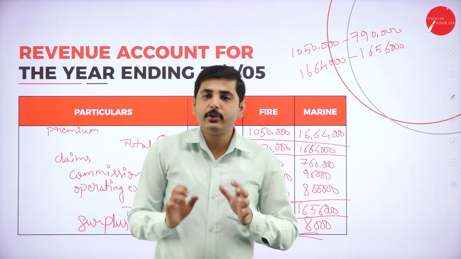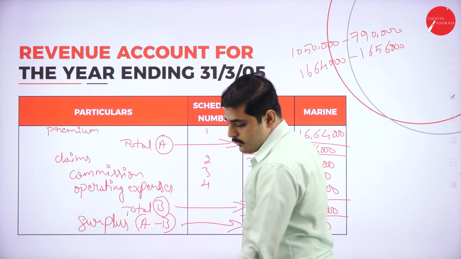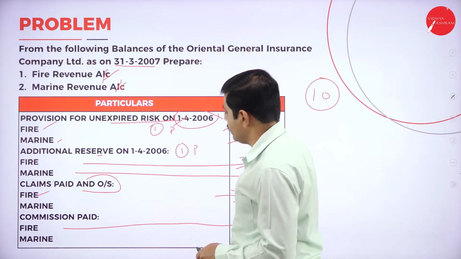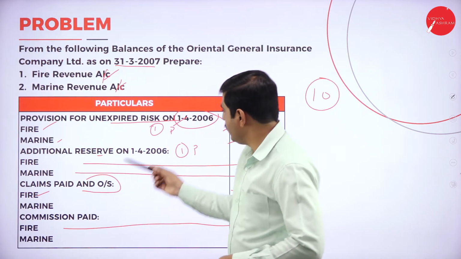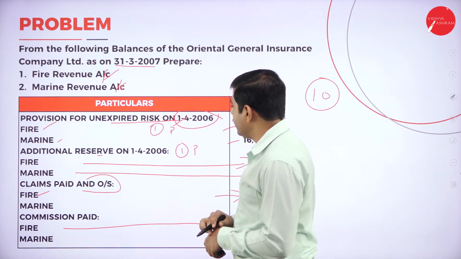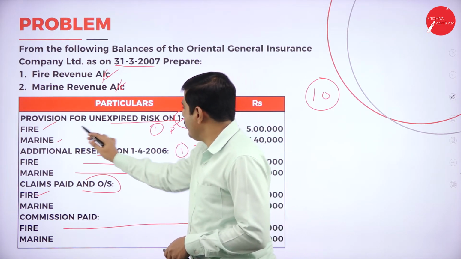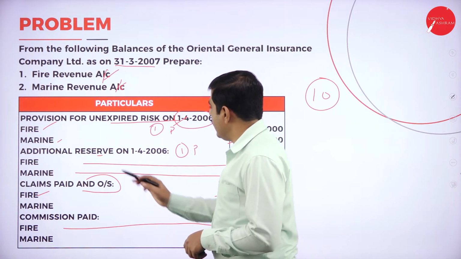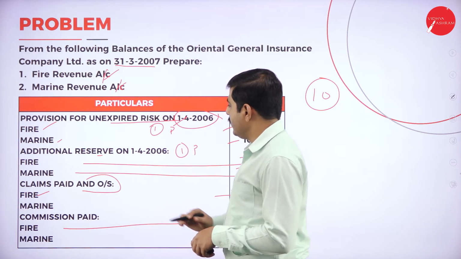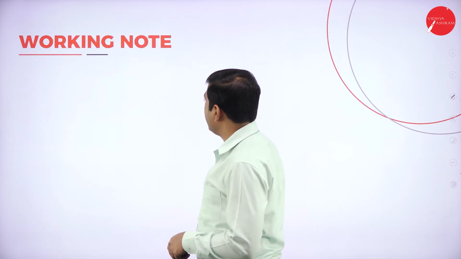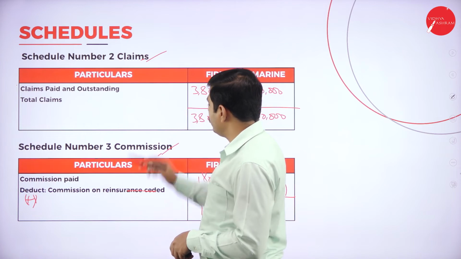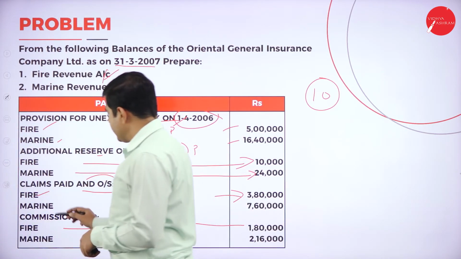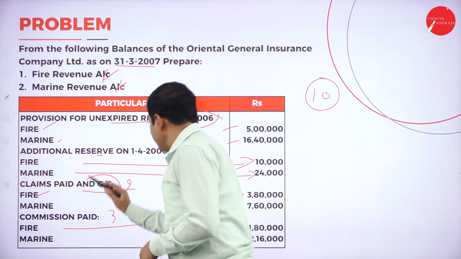So this is how we have to do the problem. See here, once again I explain. First one, look at the schedules. We have to write the schedules while doing the problem. So schedule number 1, any provision for unexpired risk in the beginning of the year, additional reserve, premium. Claims paid, where you get the claims, schedule number 2, claims. And next one, commission, schedule number 3, commission.